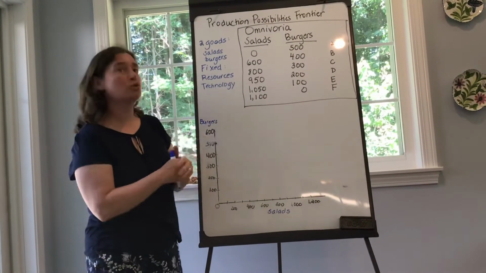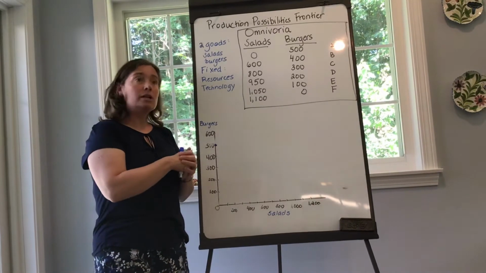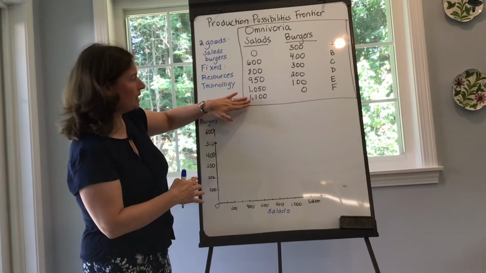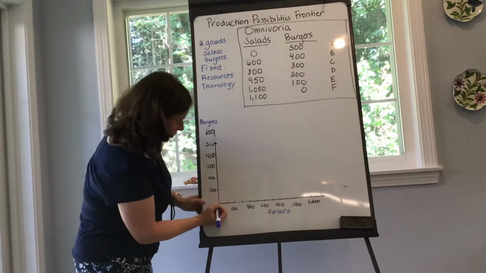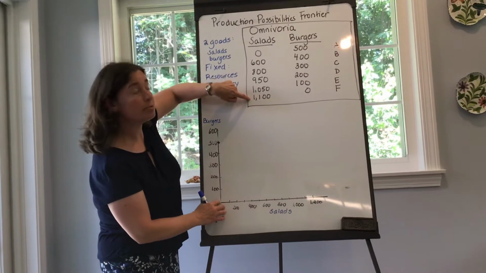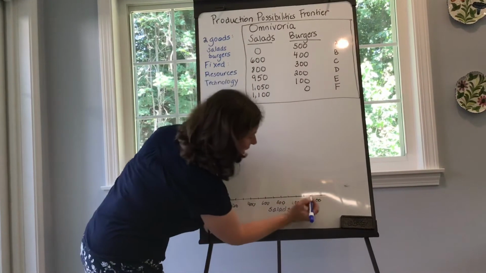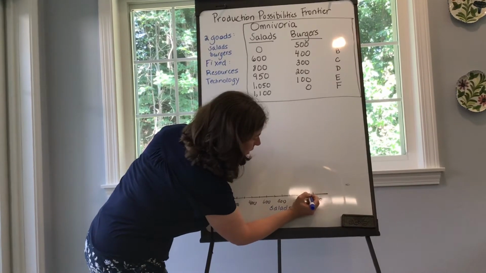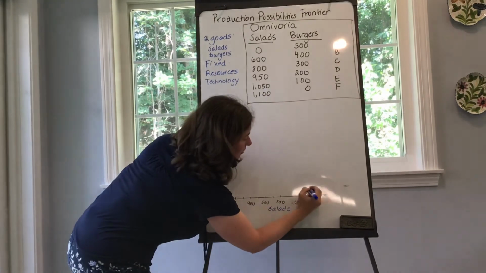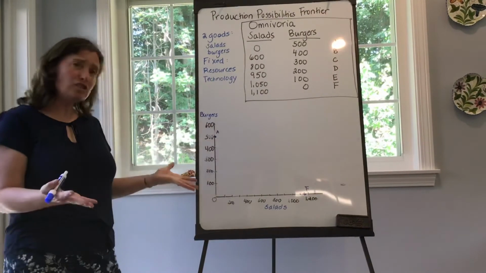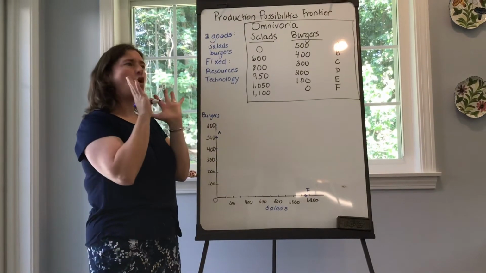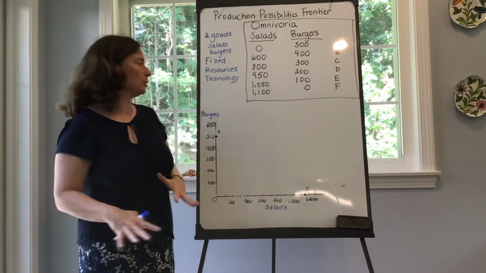At the other extreme, maybe Omnivoria is going to have vegetarian week. If it decides that it's only going to produce salads, it will produce 0 burgers, which is here on the x-axis, and that allows it to produce a maximum of 1,100 salads. So I'll label this point A, and I'll label this one point F. These are my two extremes. And again, this is just assuming that only one product or the other was produced.